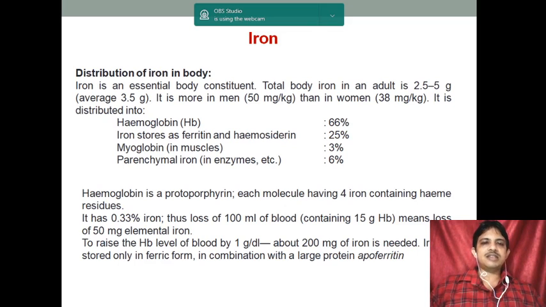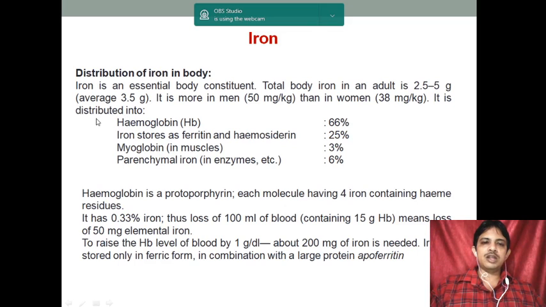Iron is an essential body constituent. Total body iron of an adult is 2.5 to 5 gram, on average 3.5 gram. So it is an essential element, and we have almost 3.5 gram of iron on average. It is more in men than in women. And it is distributed like this.